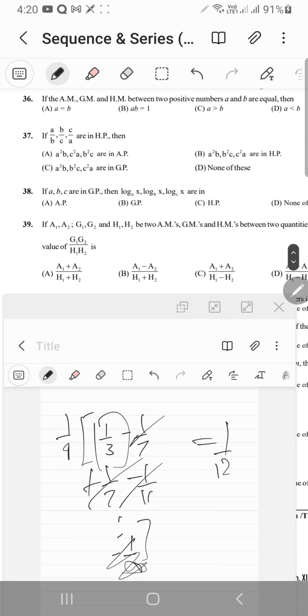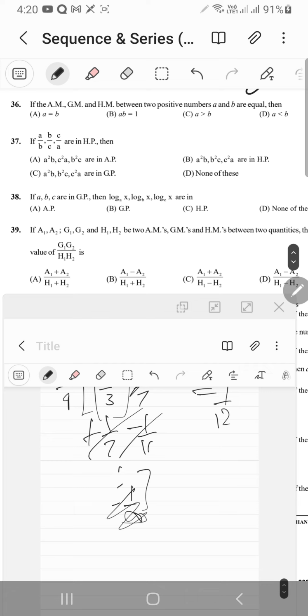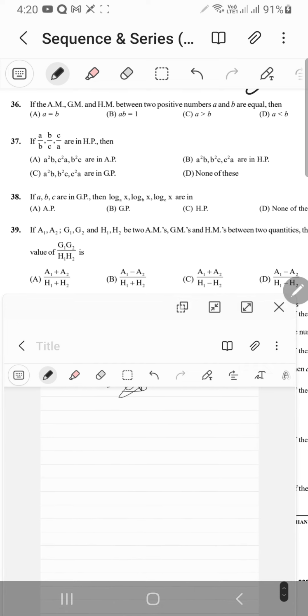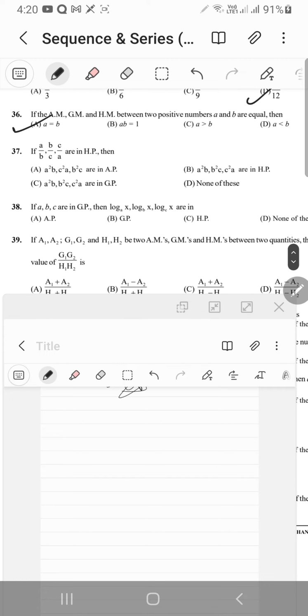If the AM, GM and HM between two positive numbers are equal, all are equal. Well, that means A equals B. Without doubt. First of all, for the GM to exist, both must be positive. For the AM to exist, it always exists. For the HM to exist, they should not be 0. None of them should be 0. And these being all equal at the same time just means that both of them must be equal. Only then can this happen.